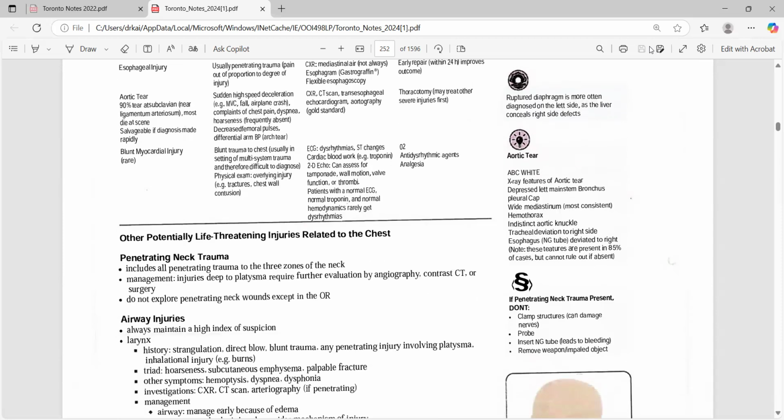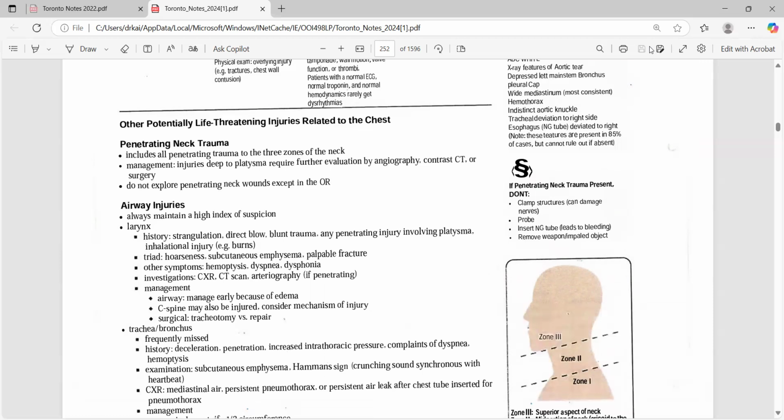Aortic tear, though: what you are going to see is basically ABC, white. On X-ray, you will see the aortic tear, then depressed left main stem bronchus, pleural cap, wide mediastinum, hemothorax, and tracheal and esophageal deviation. Penetrating neck trauma: in penetrating neck trauma, all the 3 zones are very important.